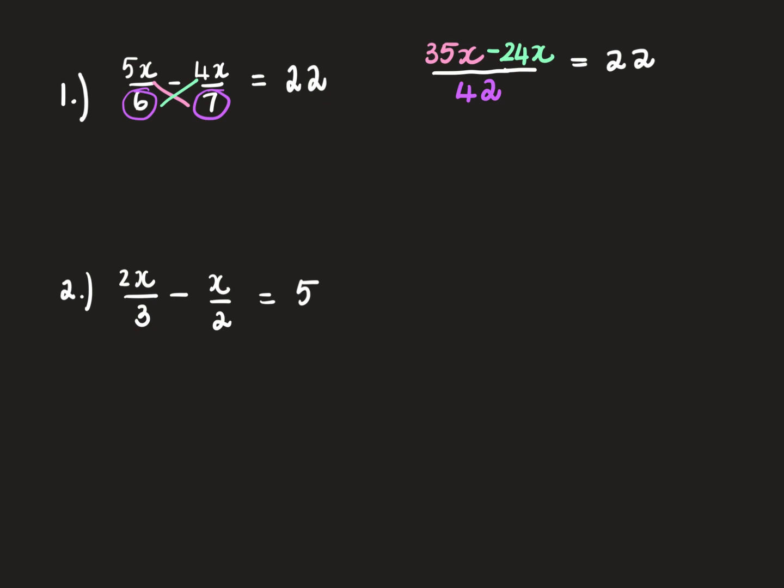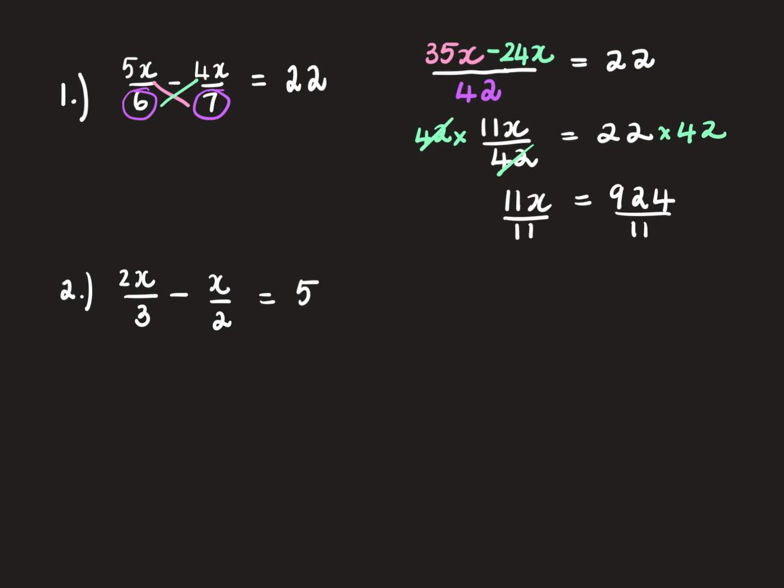What do we do next? We say 35x minus 24x will give me 11x. Just keep the denominator there. What do I do next? Get rid of this denominator. Multiply by 42, then they will cancel. What do we have? 11x is equal to 22 times 42, which is 924. What do we do next? Divide by 11, cancel, and x is 84.